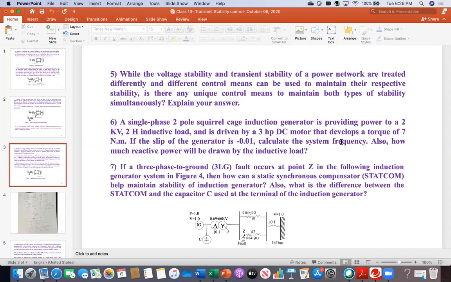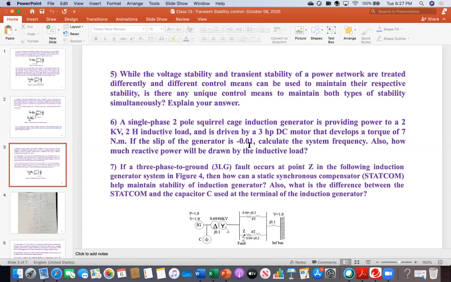So how to calculate system frequency? And how much reactive power will be drawn by the inductive load? Can you guess what to do? So I think we have to find the NS first, synchronous speed, by using the slip formula, because we can find the rotary speed by using torque power equals to torque multiplied by omega. Exactly, yes. And then from that we can find the NS, and from that we can find the frequency, 120 F by P.